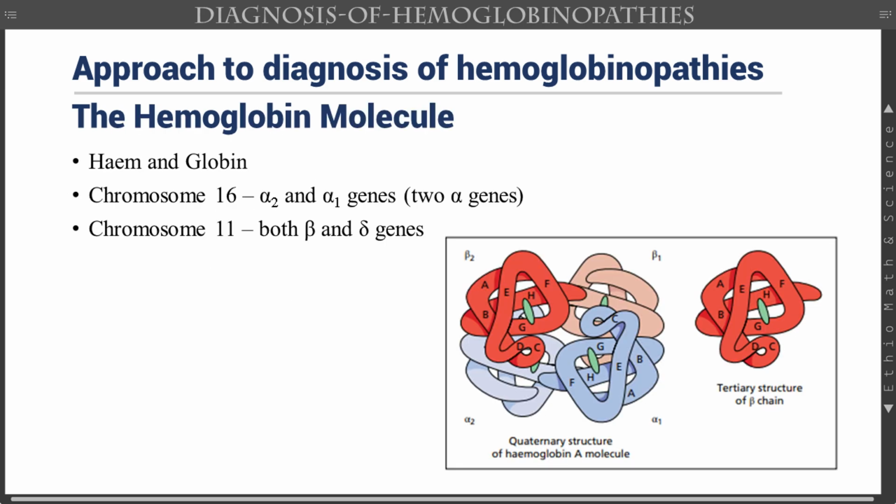Start with the genetics. The protein parts of hemoglobin, the globin chains, come from genes on two chromosomes. The alpha genes live on chromosome 16 as two genes called alpha 1 and alpha 2. The beta family, including the beta and delta genes, sits on chromosome 11. Knowing where these genes are helps explain why different mutations affect different chains and why some diseases run in families.